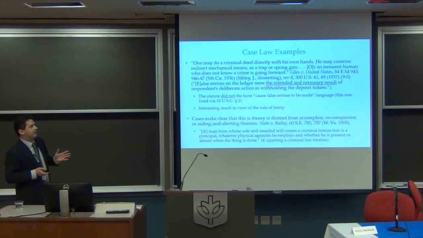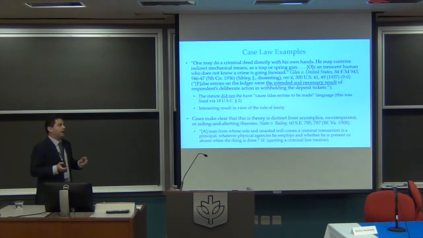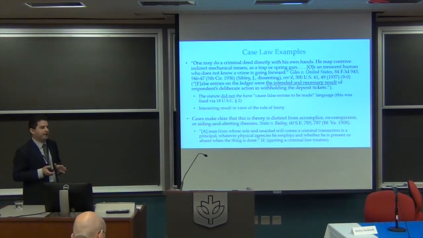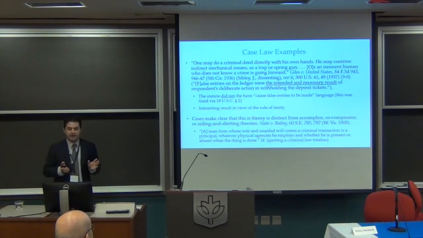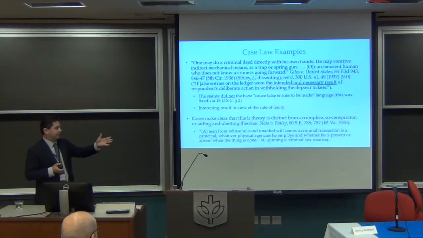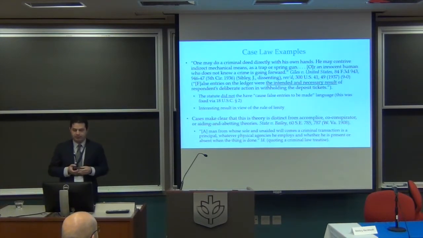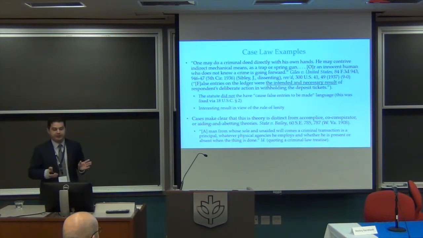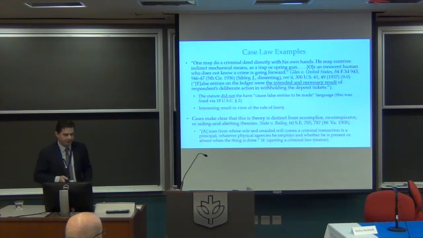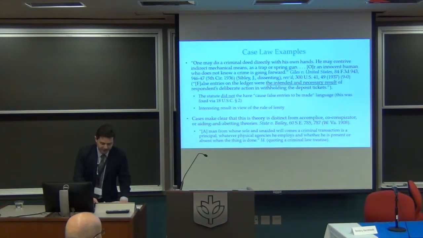And then the cases do make it clear that this theory is distinct from accomplice, co-conspirator, or aiding and abetting theories. There's no meeting of the minds here. This is truly an innocent agent. And this is quoting from a treatise: sole and unaided will, a person comes to a criminal transaction, whatever physical agencies he employs, including another human being, and whether he's present or absent when the thing is done. So that's the basic doctrine here in this area of law.